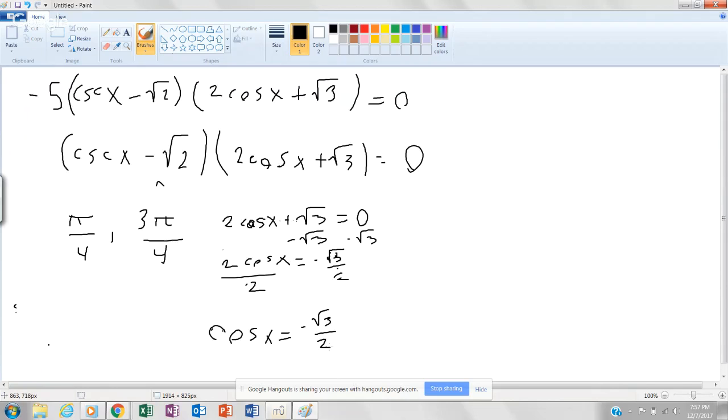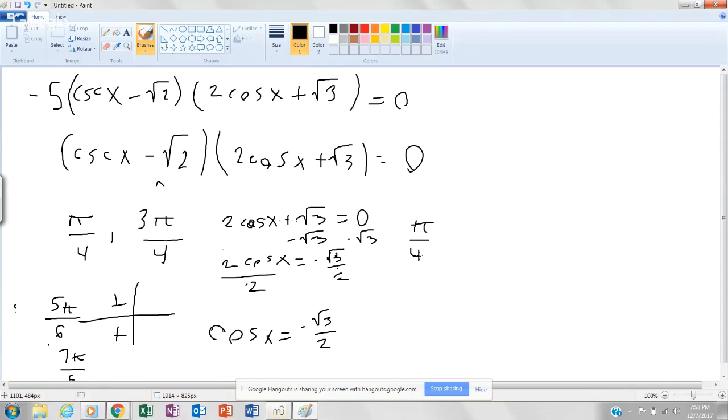Well, an angle where the x value is negative root 3 over 2, there's going to be in these quadrants. So it's going to be 5 pi over 6 and 7 pi over 6 plus 2k pi.